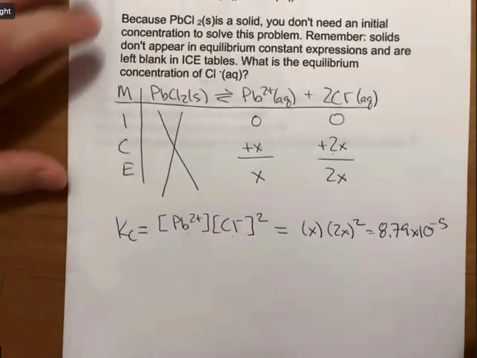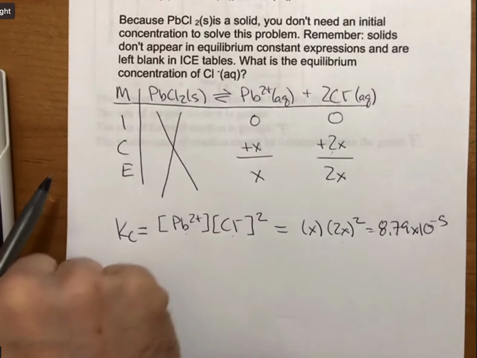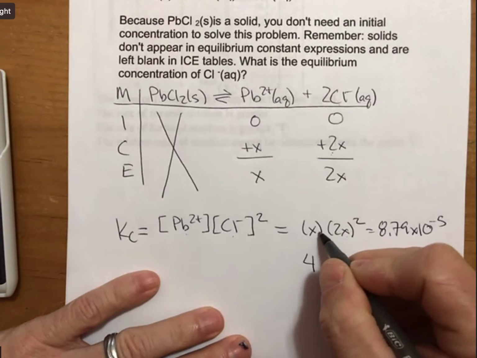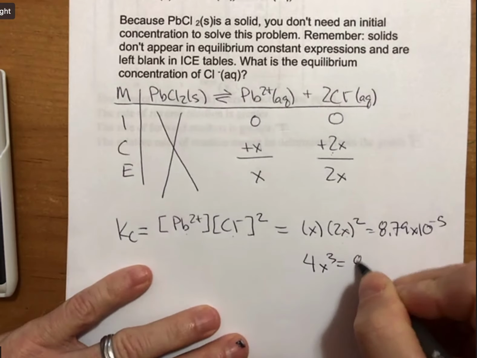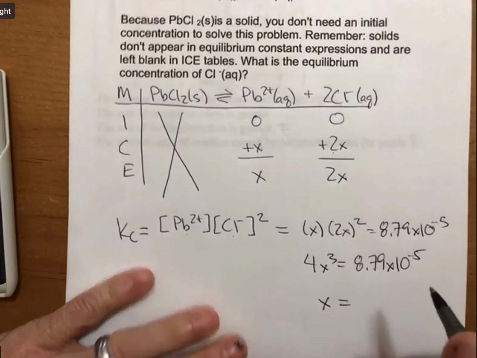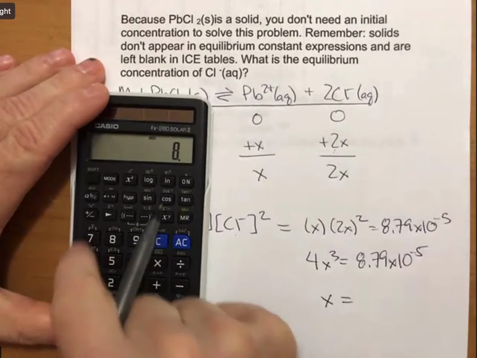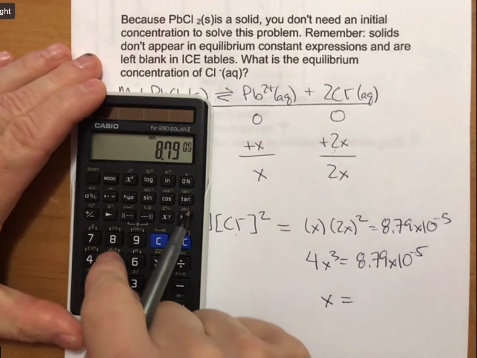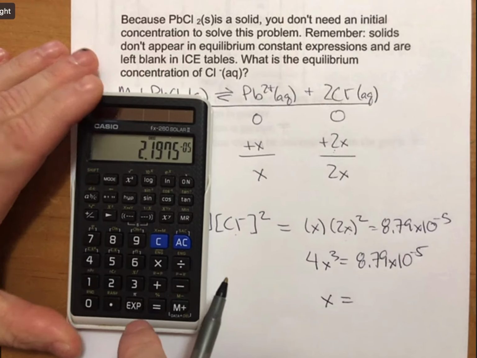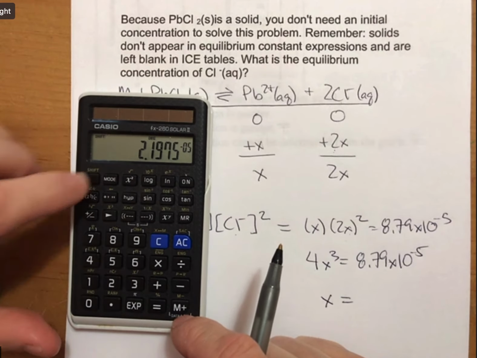And what's nice about this is there is no quadratic to solve. Let me see. So 2 times 2 squared is 4. X squared times x is x cubed. And take this number, divide it by 4, and then take the cube root. Do I have a cube root button? Yeah, there it is. Shift.